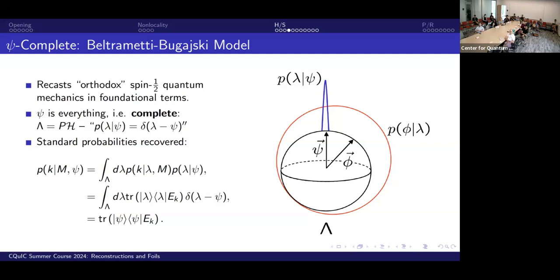Because you say, well, your ontic space is just your projected Hilbert space. Your wave function again is everything. Your theory is complete here. And because it is essentially just quantum mechanics, again, recast in slightly different language, of course it's just going to reproduce the quantum mechanical probabilities. You just dress things up in a different way and get back to quantum mechanics.